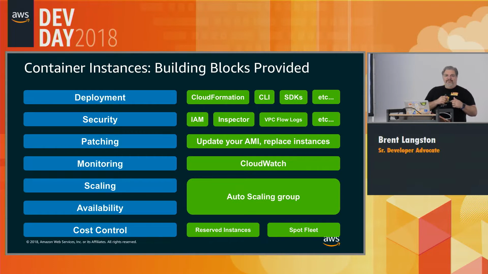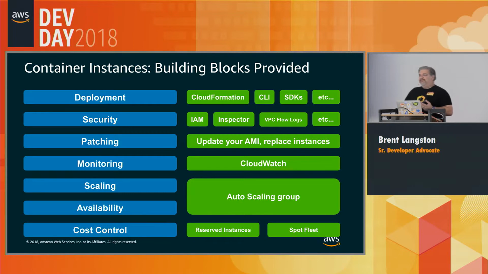Security, for RBAC type applications or RBAC type access, we have IAM. For auditing, we have Inspector. For analyzing, we have VPC flow logs. And then we have additional security offerings. Everything that is available through EC2 or to an EC2 instance, you can do with an ECS instance also. Patching, the standard practice is to update your AMI and then roll out new AMIs.